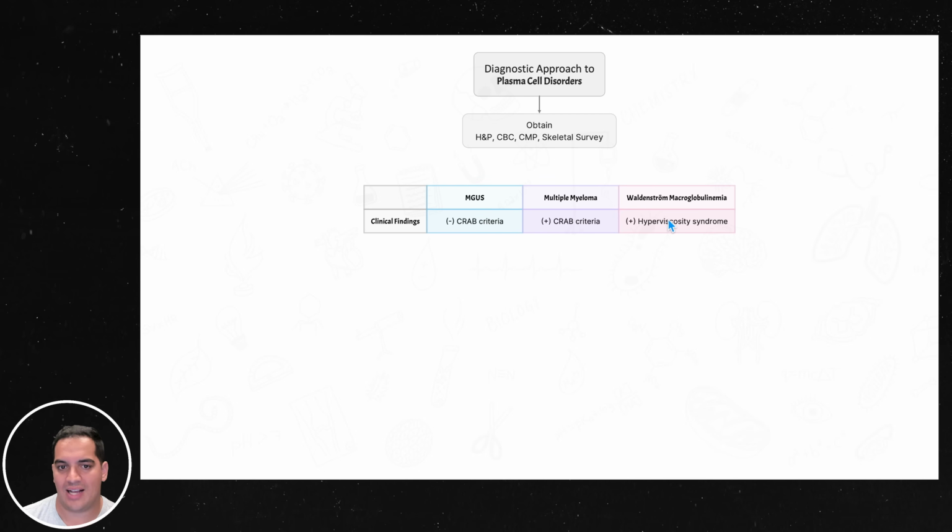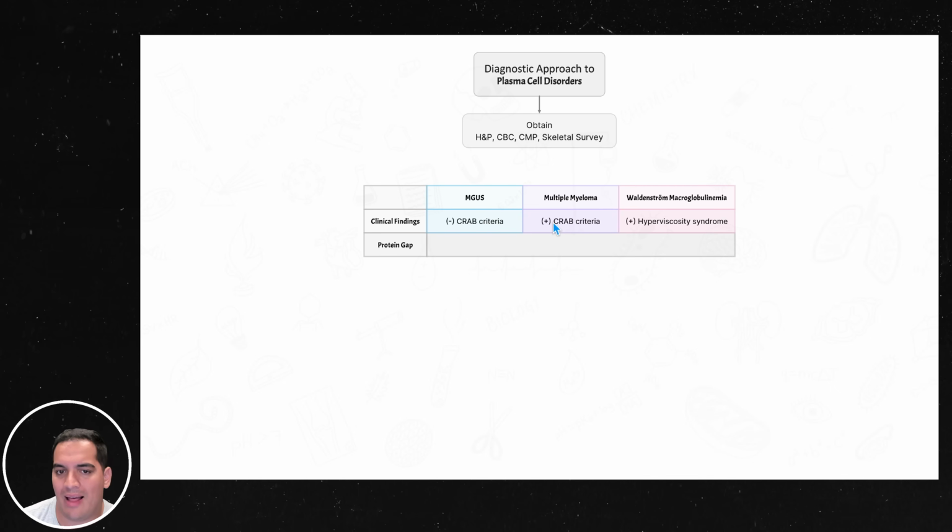And again, remember hyperviscosity: we're talking about the headaches, the dizziness, the altered mental status, the blurred vision from impaired cerebral perfusion and impaired retinal drainage, and then superficial bleeding from inhibiting platelet aggregation. That's the real thing I want you to think about here.